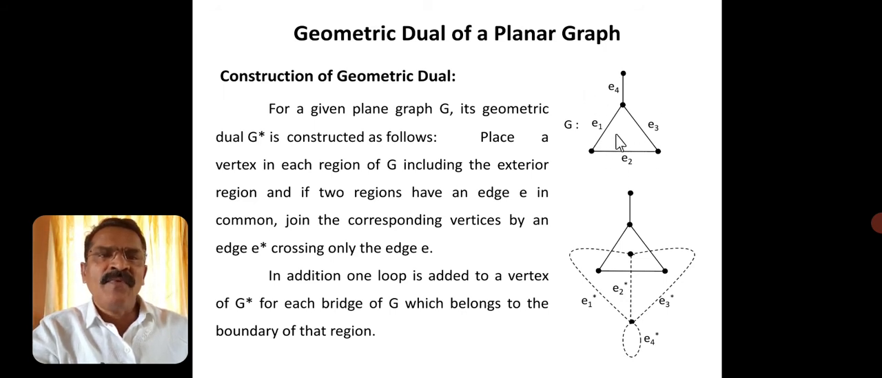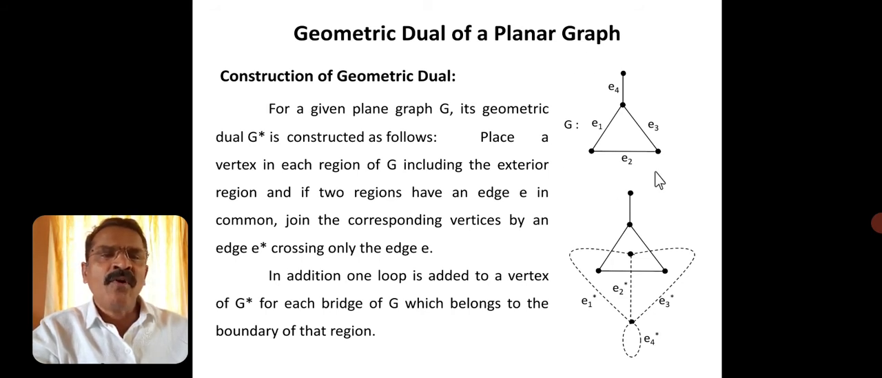Once you consider a plane graph of the planar graph, to construct the geometrical dual, first you have to identify how many regions are there in the plane graph. For example, in this graph, how many regions are there? One is the interior region bounded by these three edges E1, E2, E3. Another one is outside, that is the exterior region, or you can say unbounded region. So there are two regions.